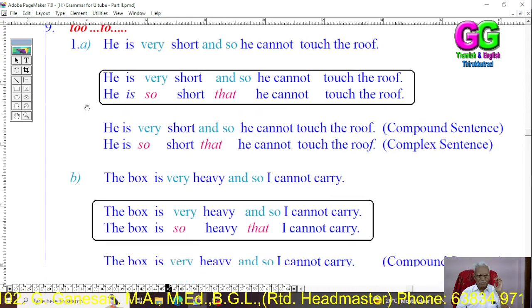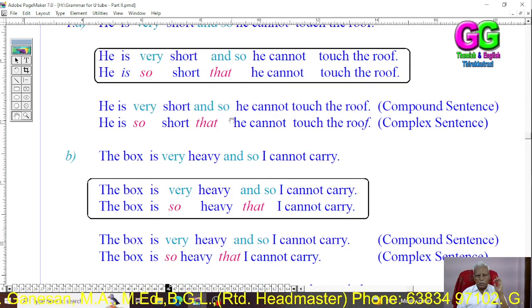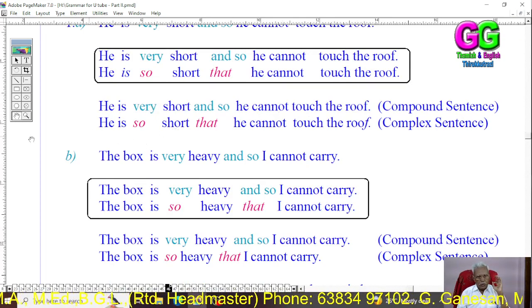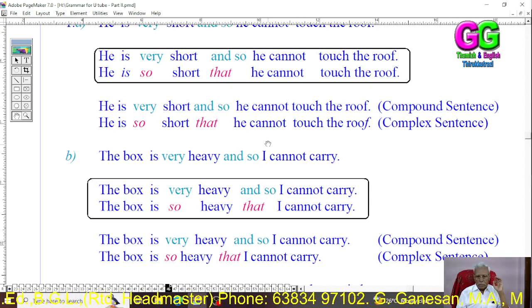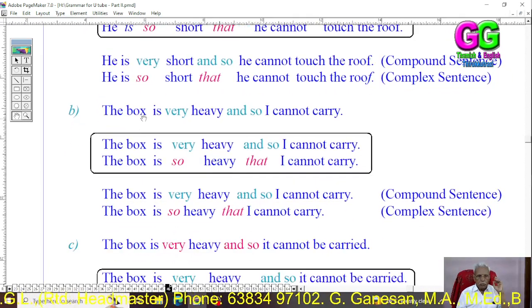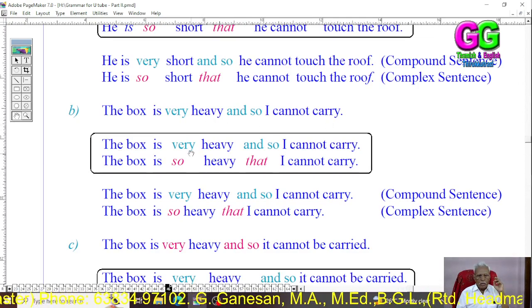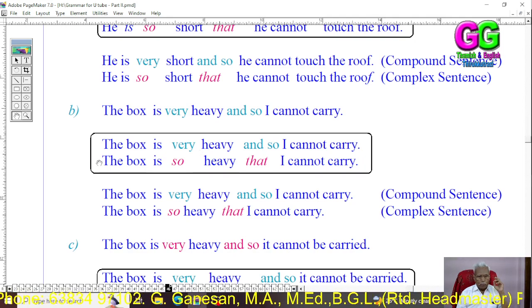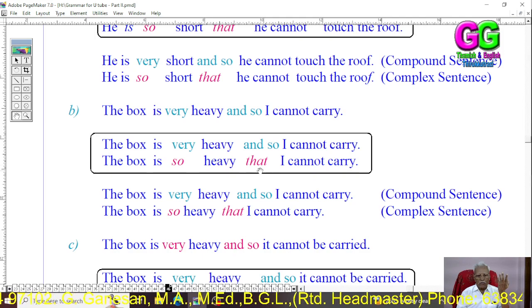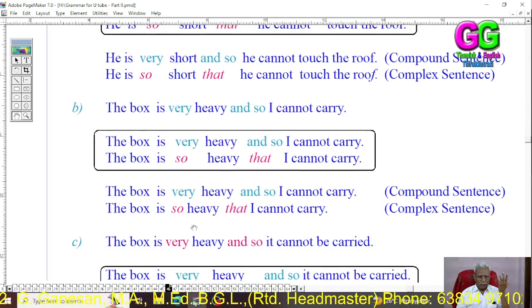He is very short and so he cannot touch the rope. He is so short that he cannot touch the rope. The box is very heavy and so I cannot carry. The box is so heavy that I cannot carry.